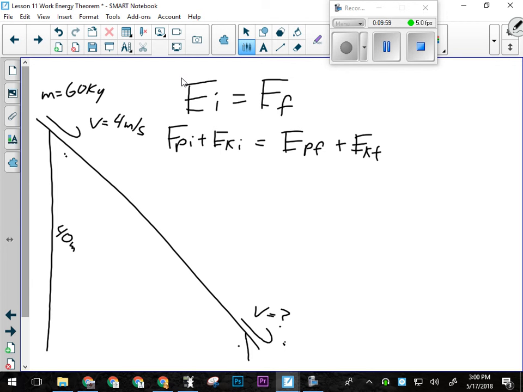Looking at the way it's set up, we just said that there's no potential energy at the bottom of the hill, so I can get rid of that. It's 0. But the rest of them all have a value. Everybody all right with that? So do I have a formula that calculates potential energy? What is it?